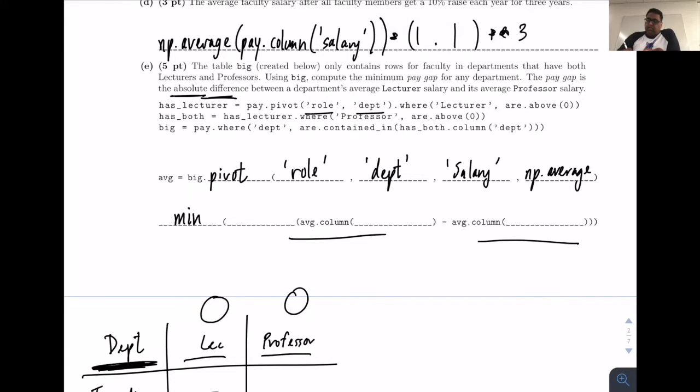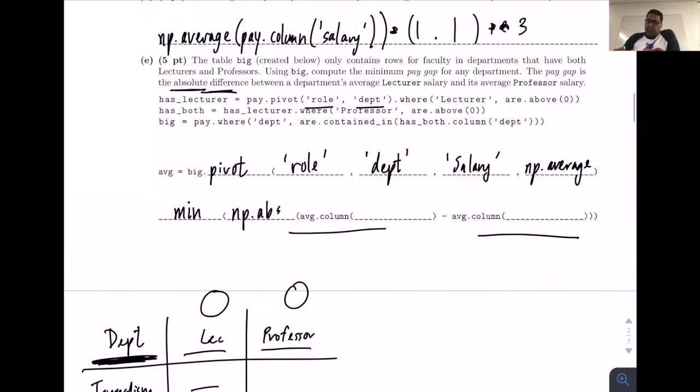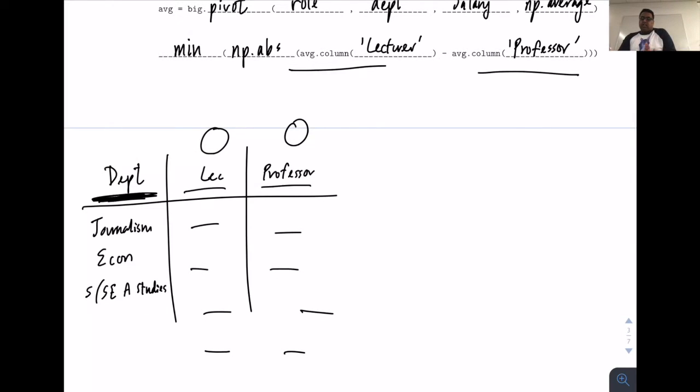But so that would imply that we would use mp.abs here, and then we just need to take the two columns, lecturer and professor, right? So here we'll take lecturer, here we'll take professor. It doesn't really matter in what order we take them because we're going to take the absolute value. So what this is going to do is take the average value for the column of lecturers, average value of the column of professors.